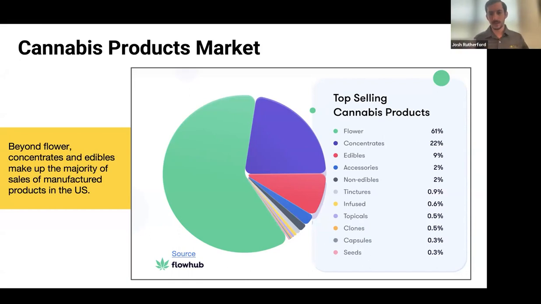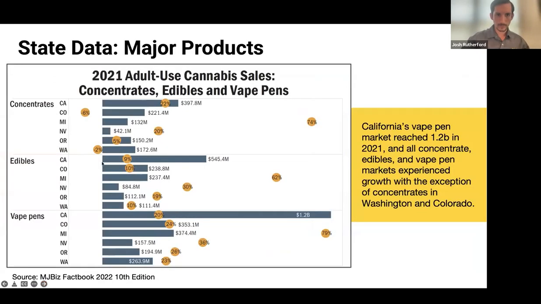The other component that I really wanted to address here was the best educated guess of what concentrate I should produce. I know concentrate is 22% of the market, but is there a specific route that I should go? Which brings me into my next slide here. Major products. Now, give everybody a second to digest this.